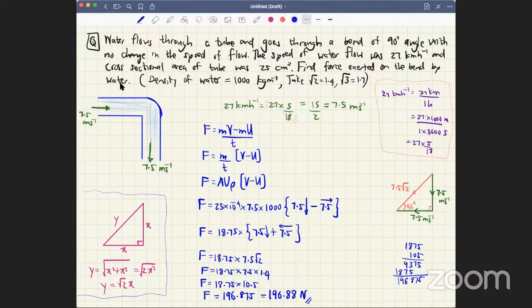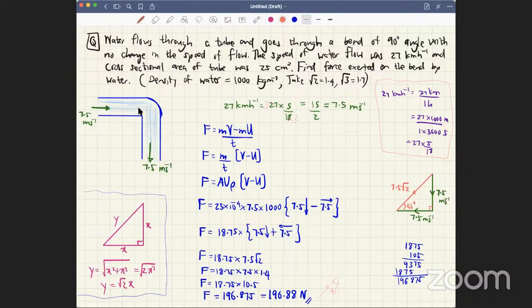Yeah, direction is not necessary. If they ask, it would be better to mention. So the direction will be this. This will be the direction along the diagonal at 45 degrees. That is how the direction is going to be.